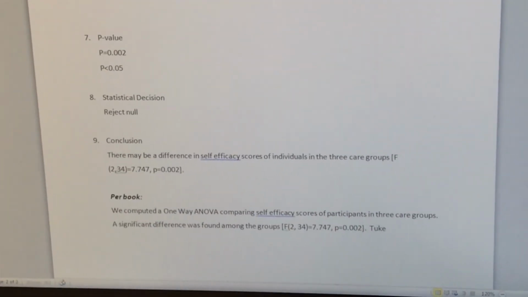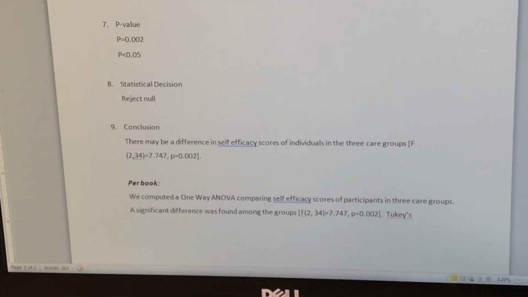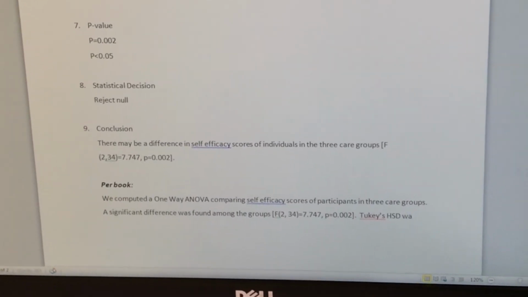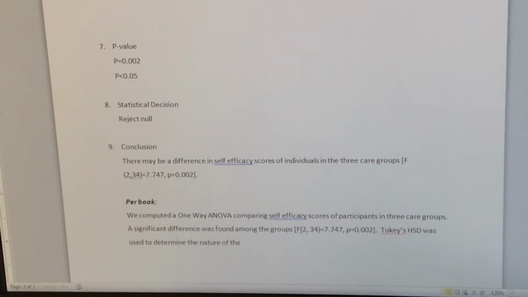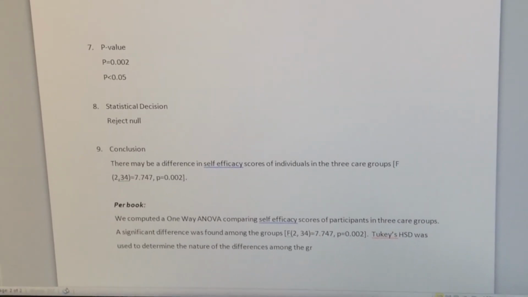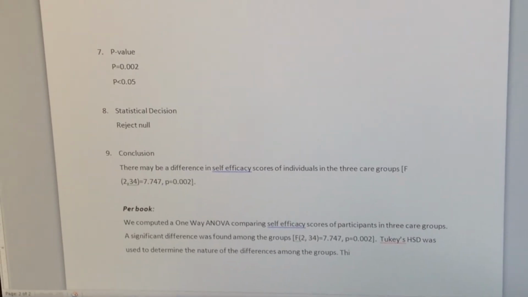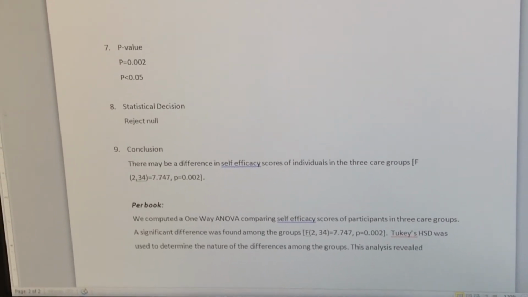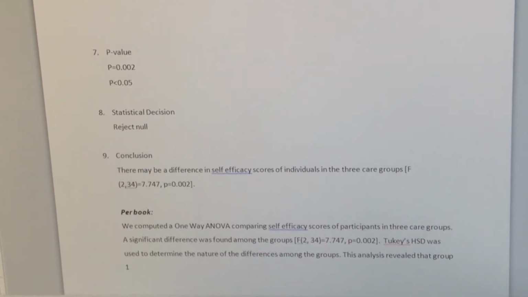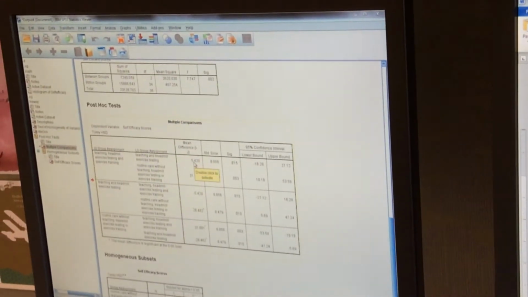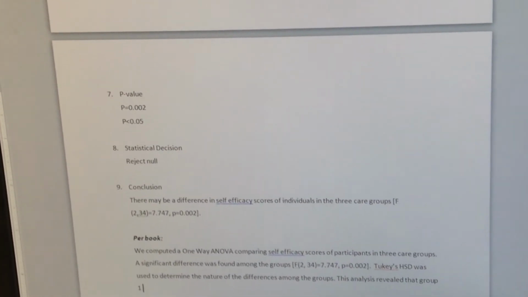So all of that to come back over here, the book gives us so much information. And we say that we did a Tukey's HSD, it's like turkey without the R, was used to determine the nature of the differences among the groups. And now we're going to report what we found. This analysis revealed that group 1 had a higher self-efficacy than group 2. Okay, so group 1, and we'll put its mean and standard deviation.